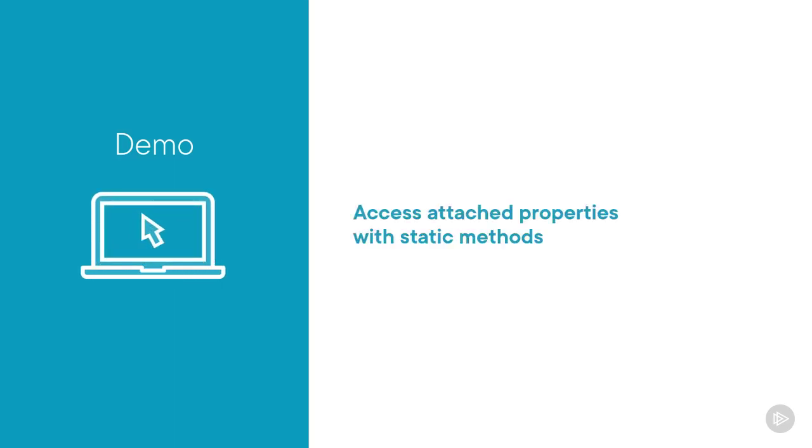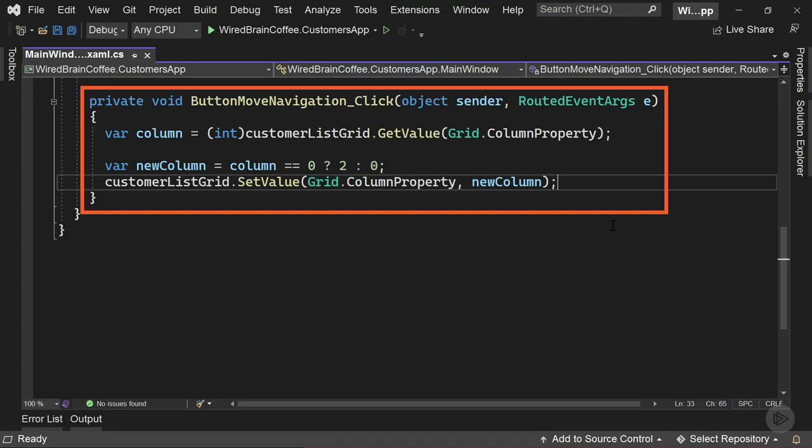In this demonstration you will learn how to access attached properties with static methods. Let's switch to Visual Studio. Here you can see the event handler that you implemented in the previous clip.